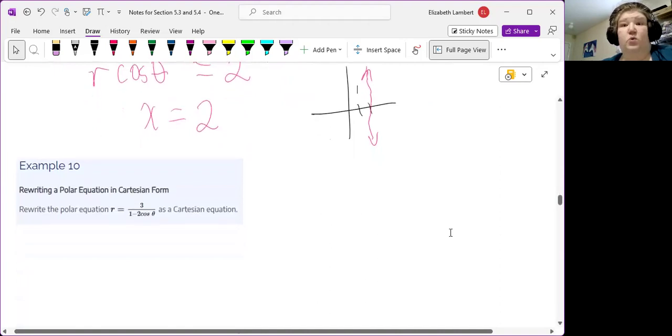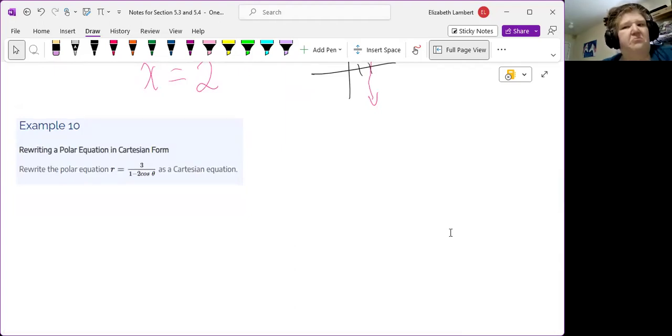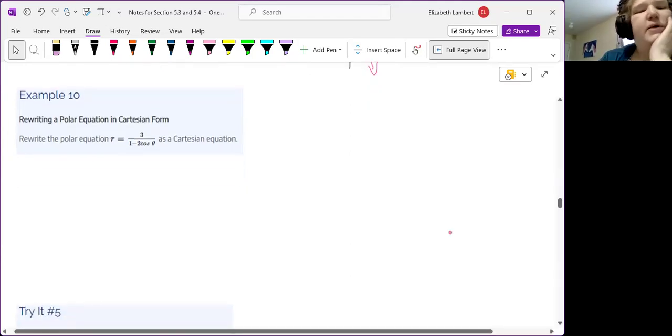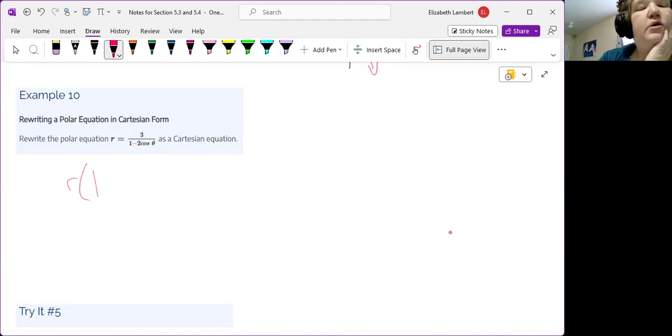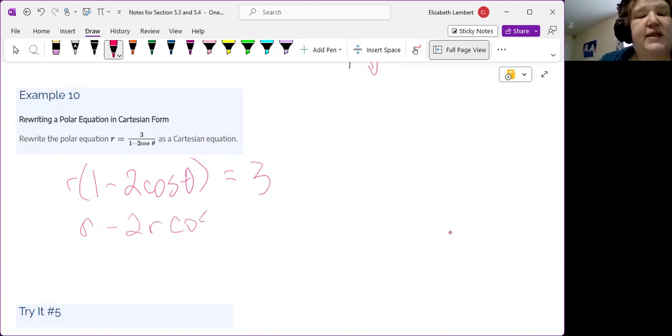All right, so number 10 can look real intimidating, but remember, we just had that weird fractiony one show up. So maybe this one's another weird fraction one. So let's clear the fraction, see what happens. So we will have r times 1 minus 2 cosine theta equals 3. So I just multiplied both sides by that denominator. This is my result. Now I'm going to distribute. I have r minus 2r cosine theta equals 3.